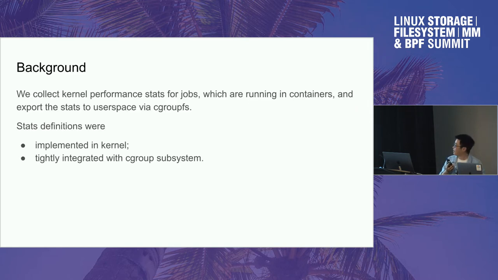As I said, I made a very rough slide to give you some ideas and the challenges we have. Some background is that in Google, we develop a lot of internal stats to collect the kernel performances. Traditionally, we implemented the stats in the kernel, in the cgroup subsystem. The stats are for the runtime performances for containers, for jobs that are running in the container, and we exported these stats to the user space via the cgroup file system. So there are two important properties: the stats are implemented in the kernel, and they are tightly integrated with the cgroup subsystem.